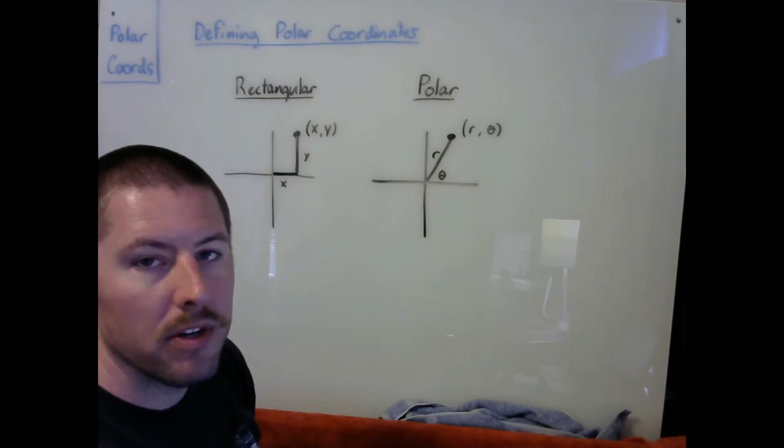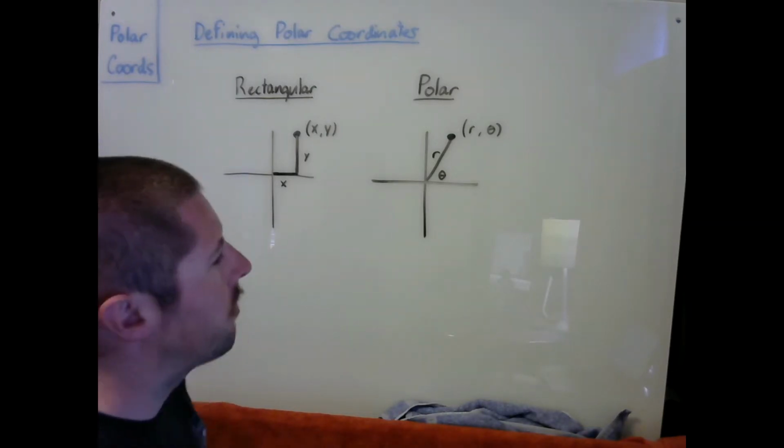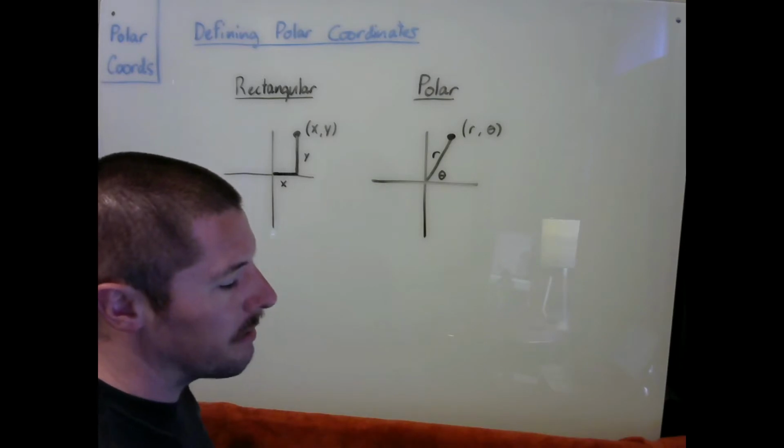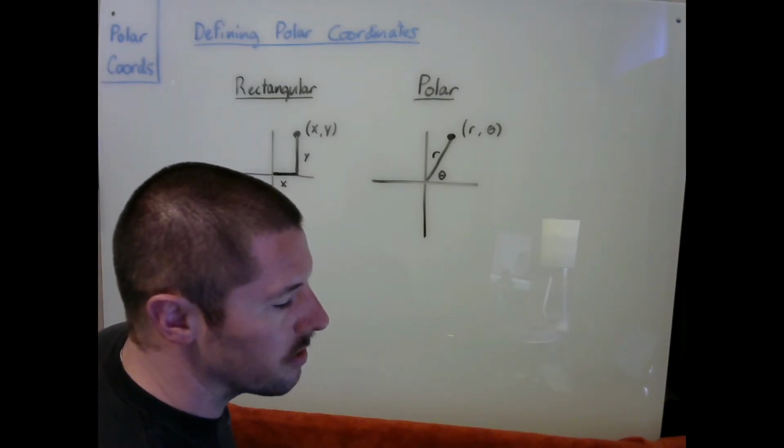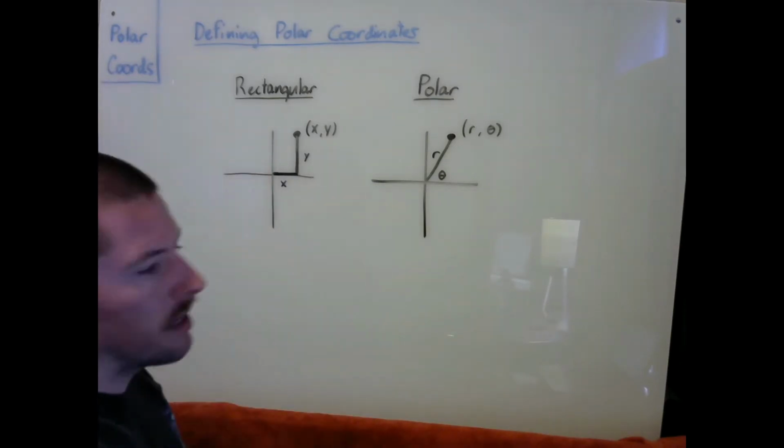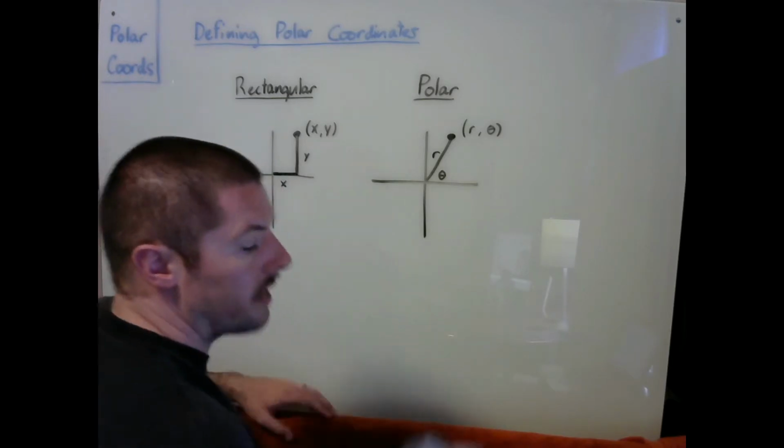I just want to point out that there's some slight oddities that are associated with polar coordinates, something that's a little bit different than what we're traditionally used to in our rectangular coordinates here, but I don't think it's anything too crazy. So let's go ahead and look at example 1.